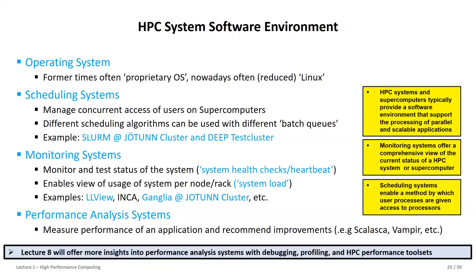Now, these HPC systems are quite complex. You have seen networks, different racks, lots of CPUs. You need some monitoring system, not only to see how many users are on the system and what the system load is, but also what the status of the system is. Are several CPUs broken? Is the network interconnect not working?